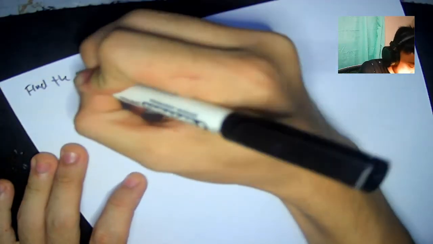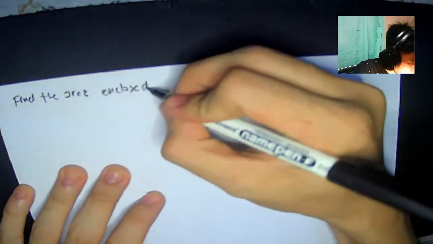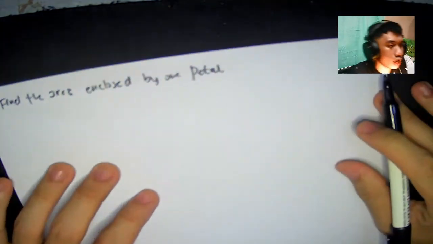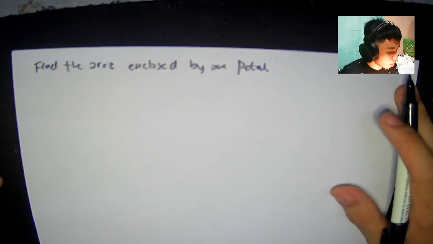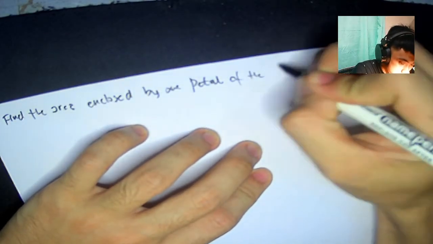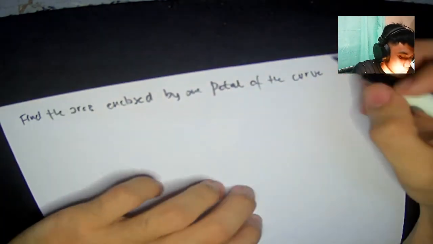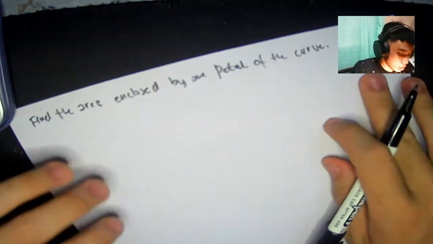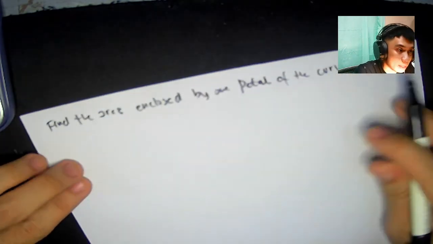Find the area enclosed. So we have another one here. Example, by 1 petal. I'm dealing with polar functions here, of the curve. The problem I'm going to use is very common when it comes to polar functions, and this is very familiar for some. So a polar curve has symmetry.